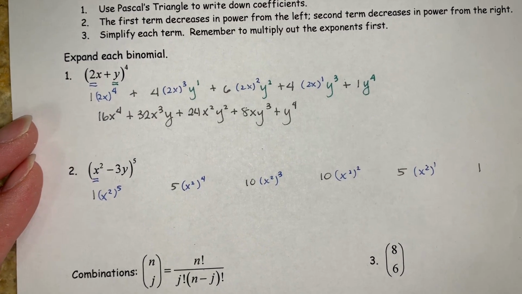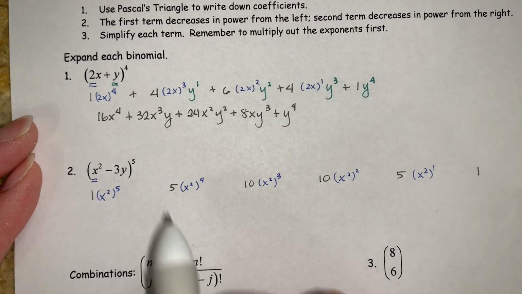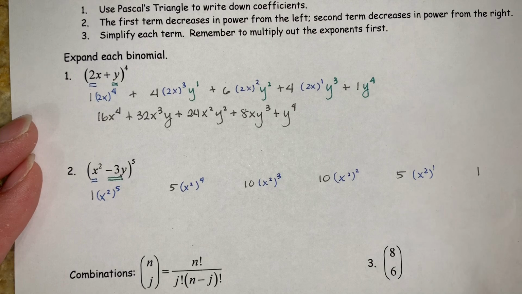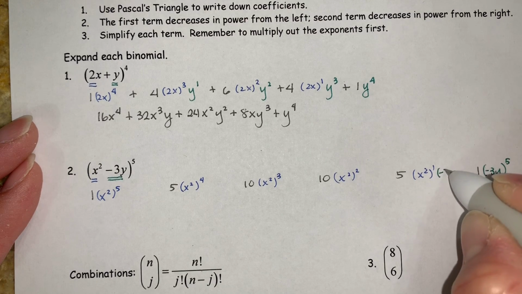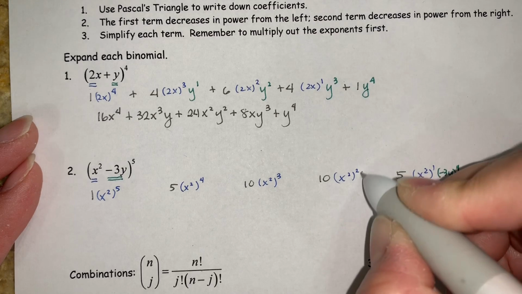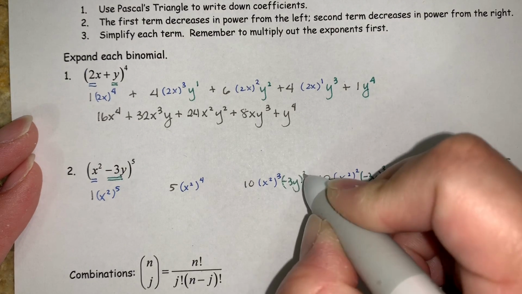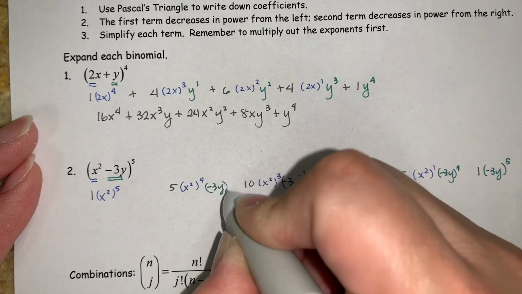All right, repeating the same idea as before. Now I take my right term, negative 3y. The negative follows the 3y, so it goes negative 3y to the 5th, negative 3y to the 4th, negative 3y to the 3rd, negative 3y squared, negative 3y to the 1st.